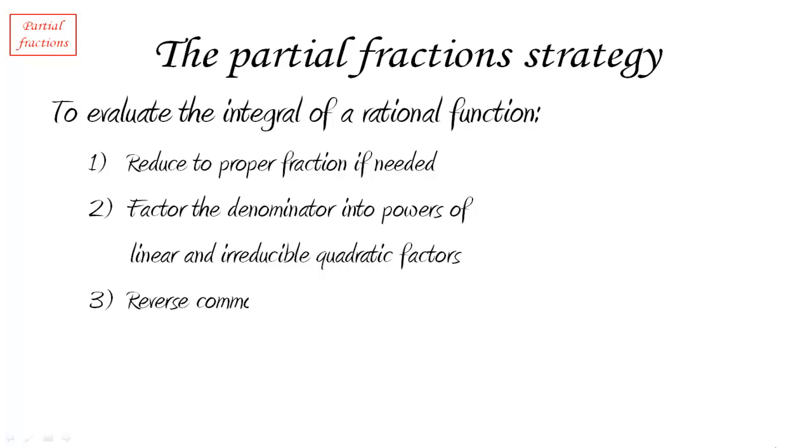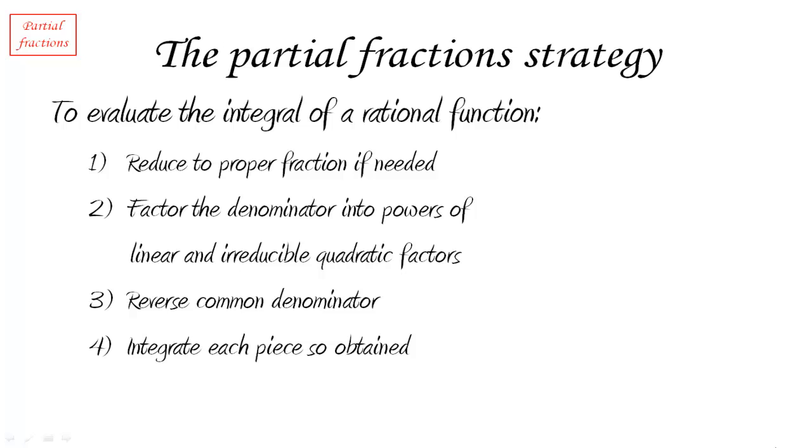Okay. The third step will be to reverse the common denominator. Remember, when we do a common denominator among several fractions, we take those several fractions, combine the denominators, and make that into one fraction. What we want to do here is the reverse. We start from a single fraction where the denominator is a product. We're going to split it up into several fractions, each one of which only has one of those factors in the denominator. And finally, we're going to integrate each of those pieces. And as I said, those pieces are always going to turn out to be of one of those 5 forms I showed you.